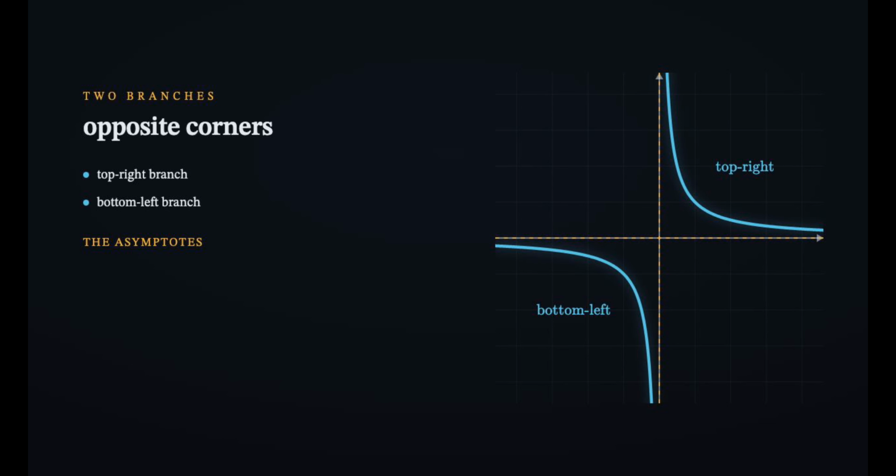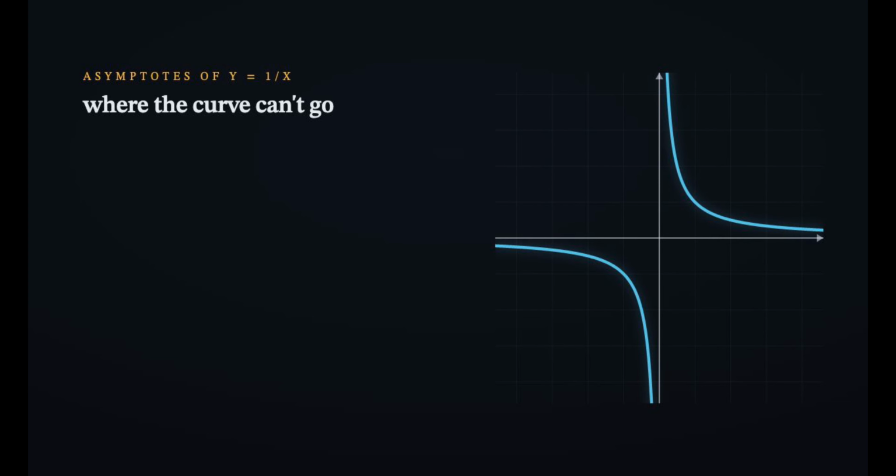The most important features are the asymptotes. An asymptote is a line that the graph gets closer and closer to, but never touches. For y equals 1 over x, the vertical asymptote is x equals 0, because x cannot be equal to 0. If x equals 0, we would be dividing by 0, which is not allowed.